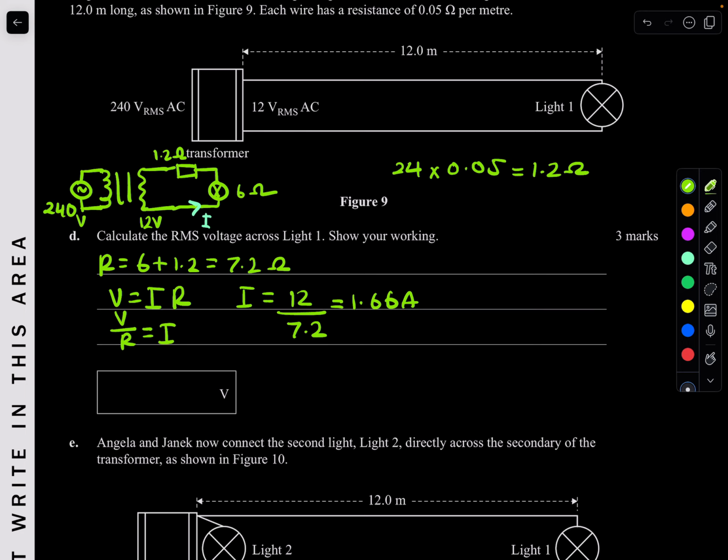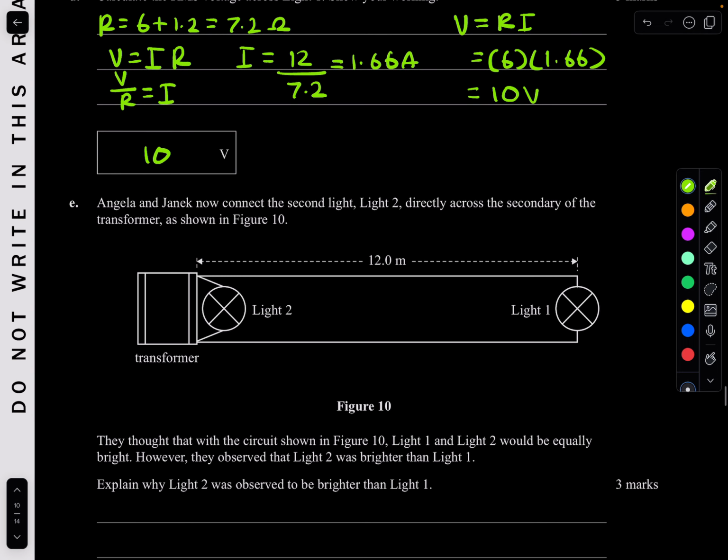We can easily find the voltage across light 1. By Ohm's law, the voltage is just resistance times current. We know now the resistance in the globe is 6, and the current that's running into it is 1.66 amps. Times it by 6, that gives me 10 volts pretty much. So 10 volts runs through that globe.